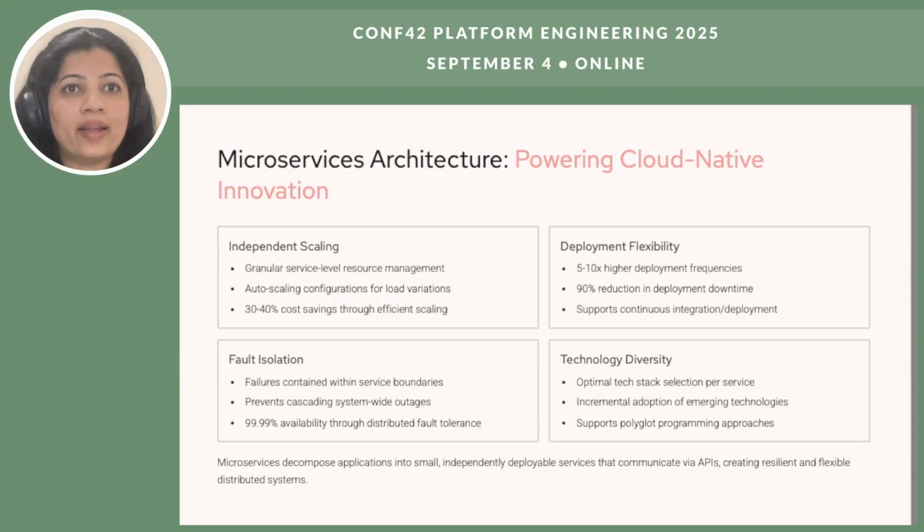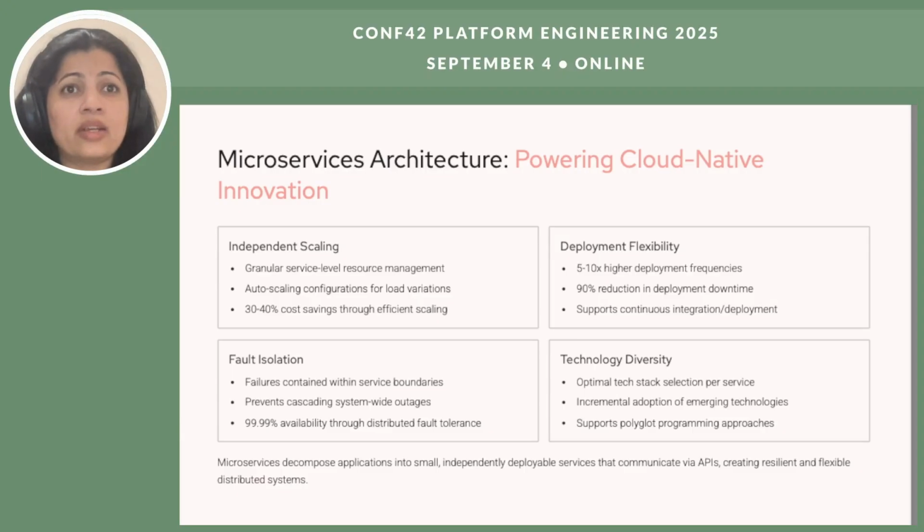Microservices work hand in hand with continuous integration and continuous deployment pipelines. And the failures are mostly contained. A problem in one service does not cascade across the system. This distributed fault tolerance is what enables 99% availability.